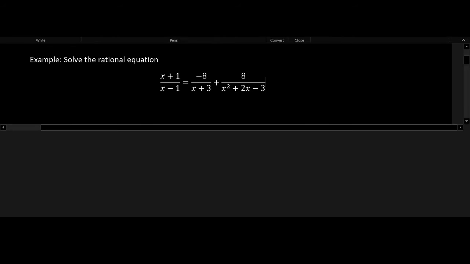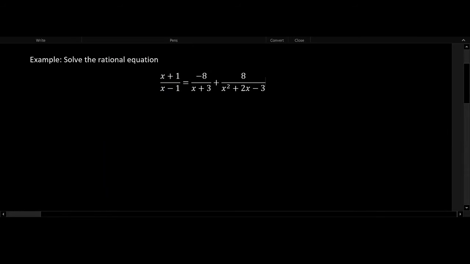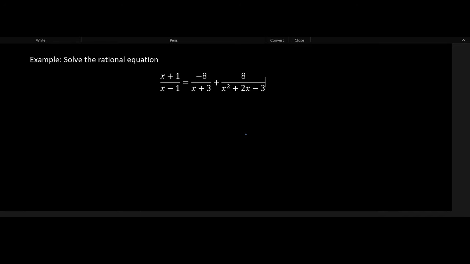Now the first thing that I'm going to do is factor all the denominators in this problem. This is going to help me in two ways. First, it's going to allow me to see all of the bad x's, all of the x's which we would not be able to plug into this equation. And two, it's going to help me find the LCD of these fractions so that I can use that to multiply both sides of this equation.